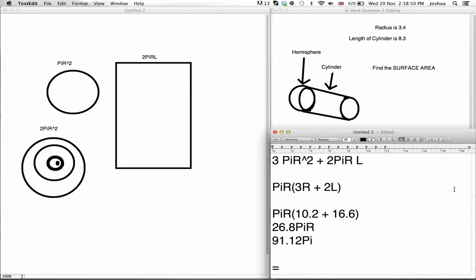I won't give you the final answer. It's going to be 286.2619 and some other digits. You need it to 3 significant figures. There you go, guys. That is your second answer.